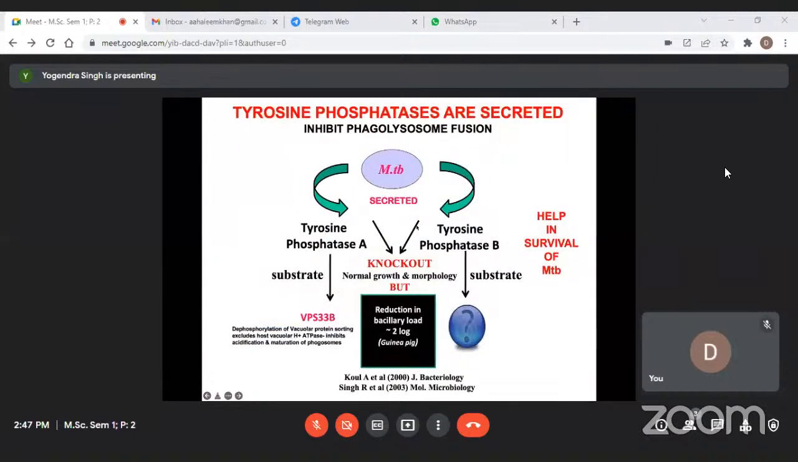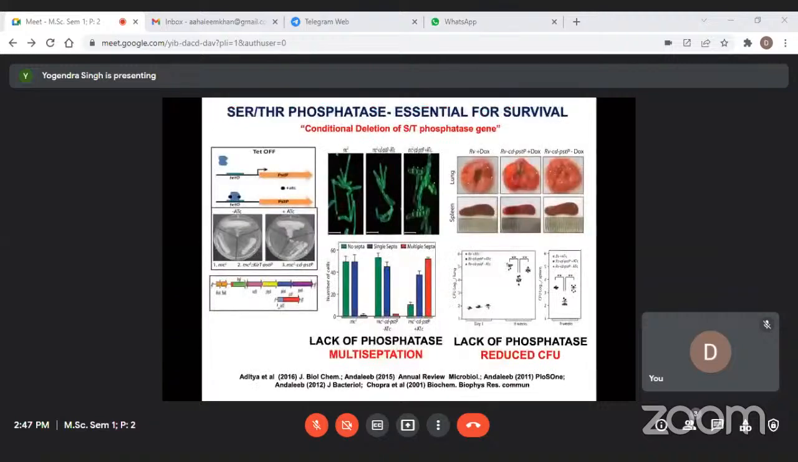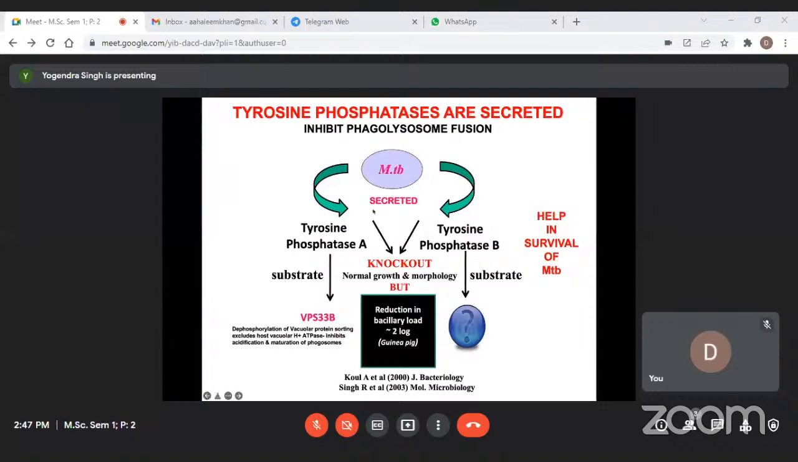It also has 2 tyrosine phosphatases. And what we've noticed is that if I knock out this tyrosine phosphatase from the bacteria and grow this bacteria, nothing happened to the bacteria. It was able to grow fine. There was no problem. But when I used this knocked out strain for infection, then we found that it was too locked down. That means the infectivity was reduced.